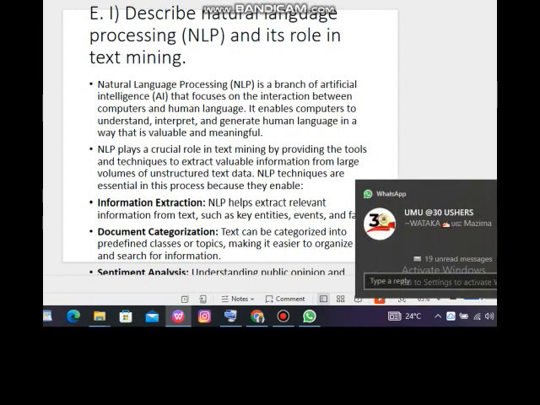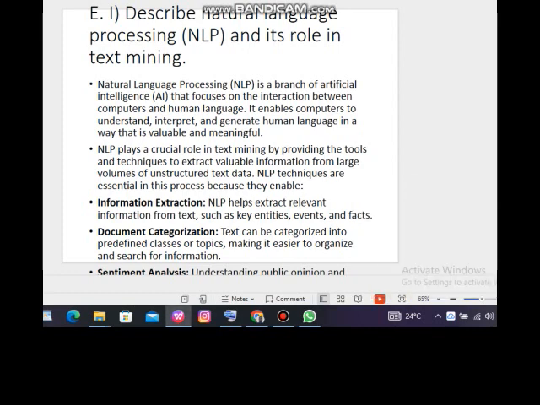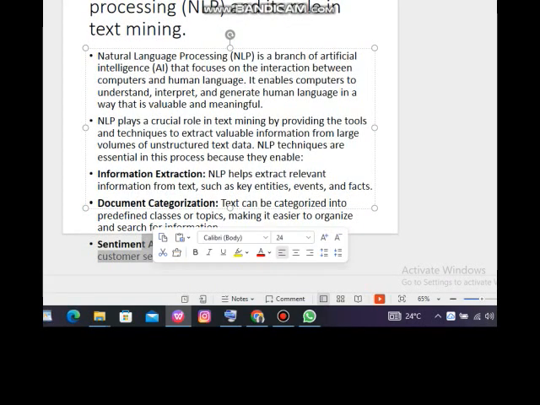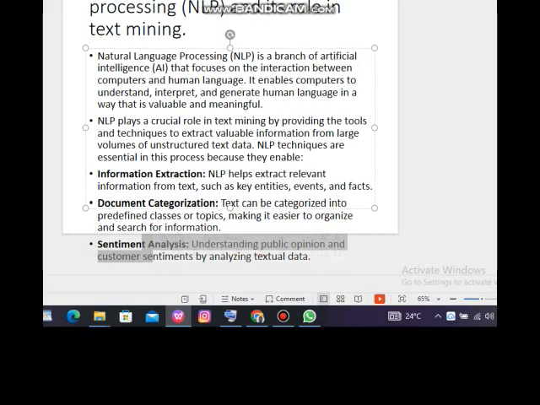NLP techniques are essential in this process because they enable information extraction. NLP helps to extract relevant information from texts like key entities, events, and facts. Document categorization. Text can be categorized into predefined classes or topics, making it easier to organize and search for information. Sentiment analysis. Understanding public opinion and customer sentiments by analyzing textual data.